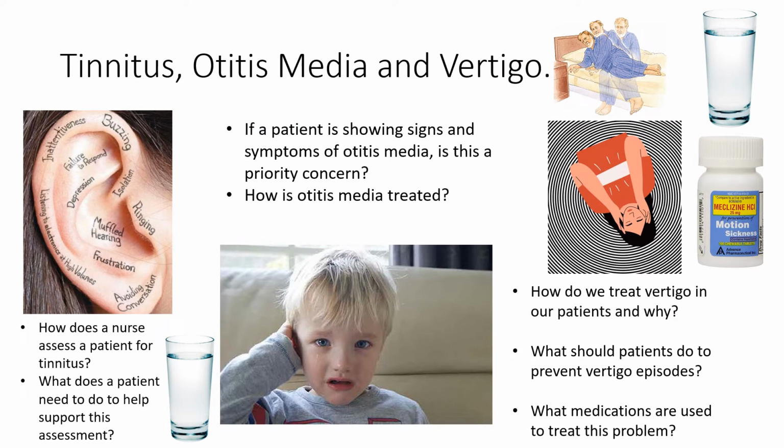So we have tinnitus, otitis media, and vertigo. So how does a nurse assess a patient for tinnitus? We ask them, right? Your patient is going to say, I have ringing, I am depressed, I have buzzing in my ear, I am inattentive because I'm too busy focusing on the sounds in my ears, I'm avoiding conversations. What does the patient need to do to help support this assessment? They need to keep a diary to tell you when they're hearing the sounds. They need to be able to identify what the sounds are and what the triggers are and how frequently they have them. Then we can look at this information to determine, okay, this is what's going on and this is what we need to do.